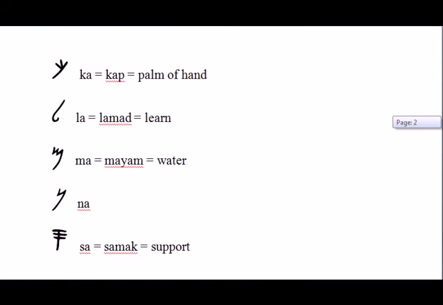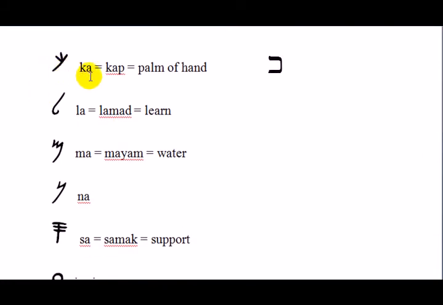All right, the next one is the letter Ka. Here's the pronunciation Ka, which is from the Hebrew word kap, which means palm of hand. Now this one is a little different than the one that we have. The one that we have is more like a half circle, and then you have this sort of V-looking thing in the middle of it. And when you look at the palm of your hand, you can see it's circular. So the letter Ka comes from the Hebrew word kap, which means palm of hand.